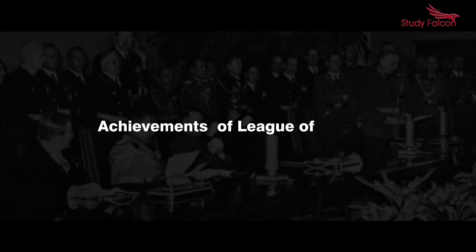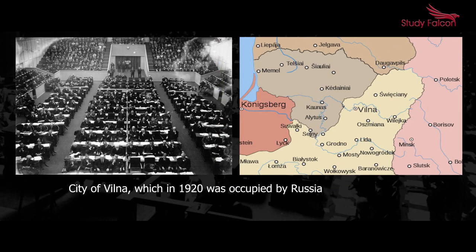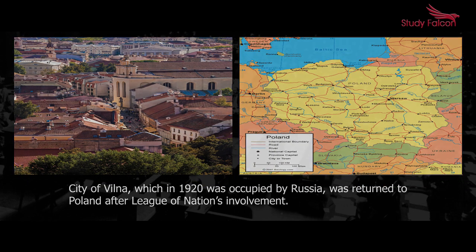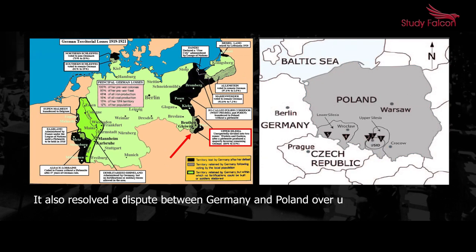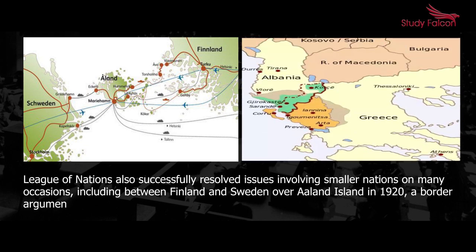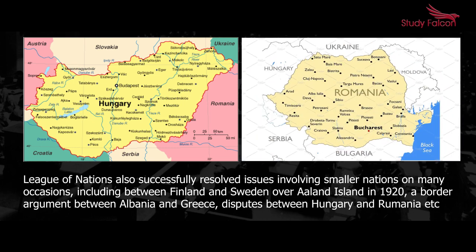Achievements of League of Nations. The city of Vilna, which in 1920 was occupied by Russia, was returned to Poland after League of Nations involvement. It also resolved a dispute between Germany and Poland over Upper Silesia in 1921. The League of Nations also successfully resolved issues involving smaller nations on many occasions, including between Finland and Sweden over Åland Island in 1920, a border argument between Albania and Greece, disputes between Hungary and Romania, etc.